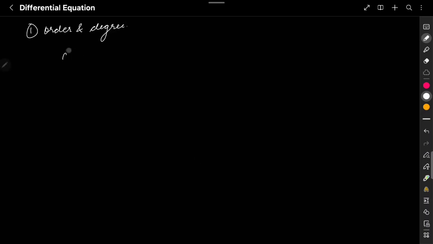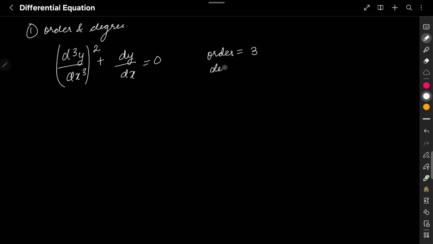For example, (d³y/dx³)³ plus, let's say, take it whole square, (dy/dx)² is equal to 0. If we see this equation, the order is the highest order derivative, so it is the third order derivative, so order becomes 3, and degree becomes 2 because the power of the highest order derivative is 2. So this is how we know the order and degree of a differential equation.